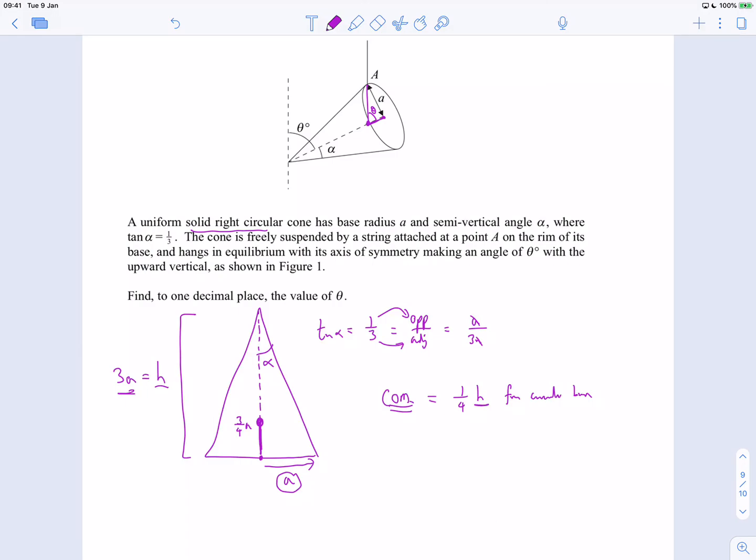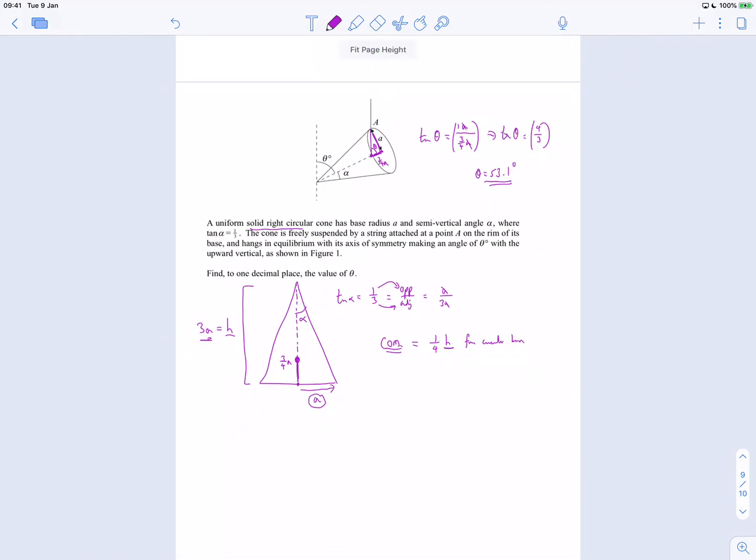So now I've got that this distance from here to here is 3/4 of a, and this distance from here to here is a. So that means tan of theta is the opposite, which is a, over the adjacent, which is 3/4 of a. The a's cancel. 1 over 3/4 means that tan of theta is actually 4/3. So all I have to do now is inverse tan of 4/3, and I get that theta is 53.1 degrees. Coolsies. Yeah, that's it. Pretty straightforward.